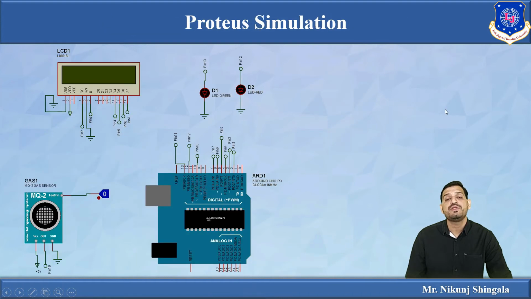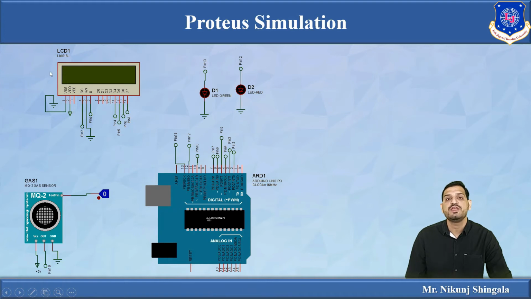Now let us see the Proteus simulation. In Proteus, I have used the MQ2 gas sensor library. If it is not available in your Proteus, you have to paste that library in the library folder of the lab center, which is in the C drive. Then a digital toggle is there, which is used to give a toggle, because in the virtual environment we cannot provide the gas. So we are giving an input that something has been detected.